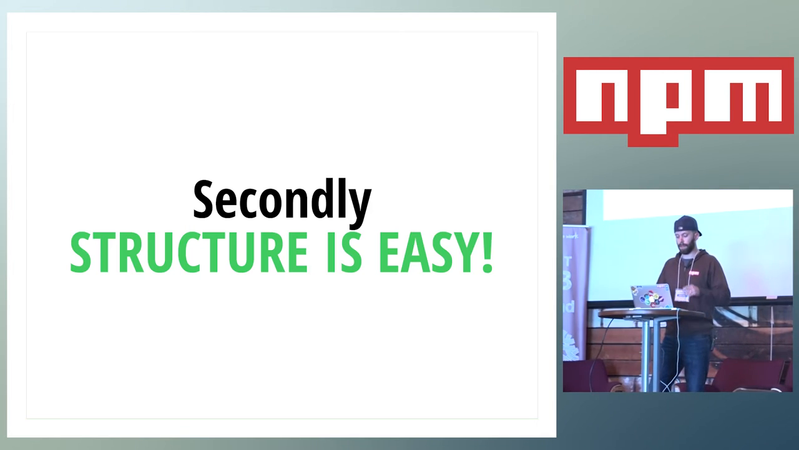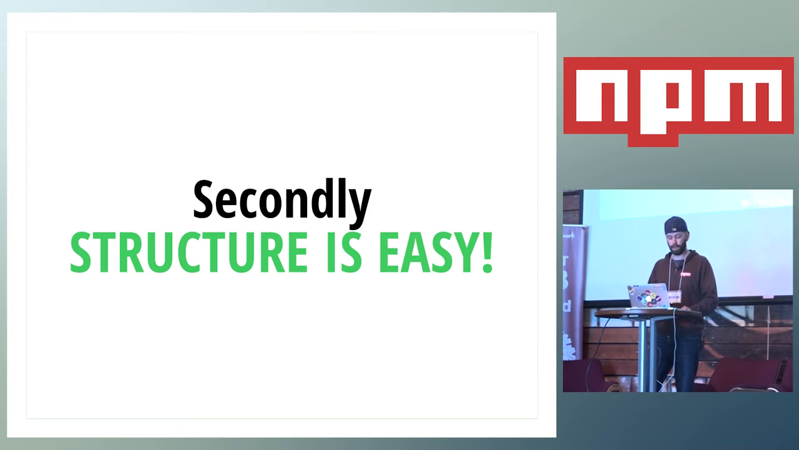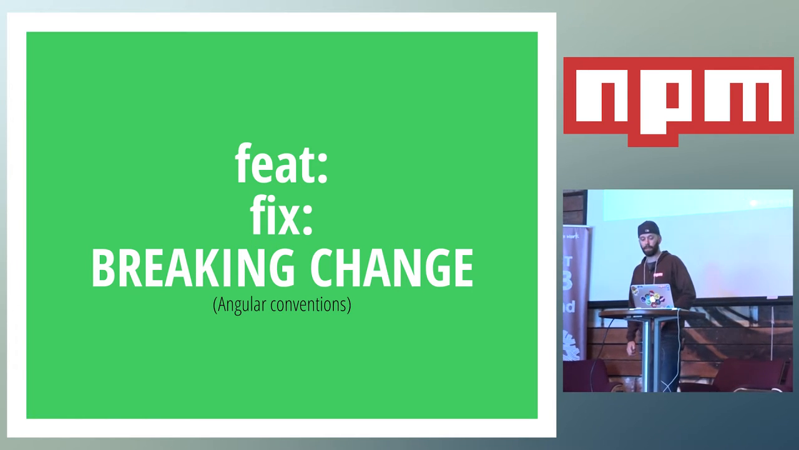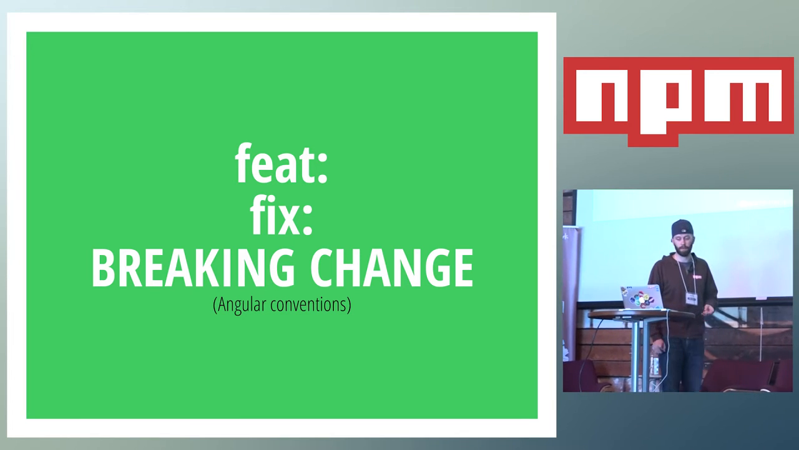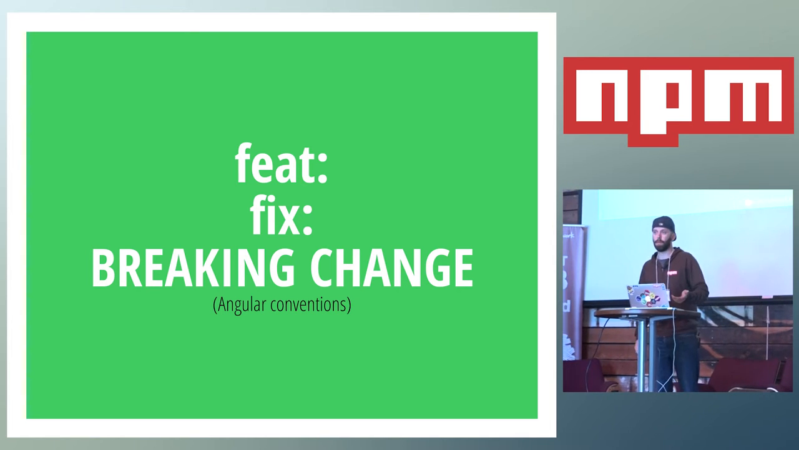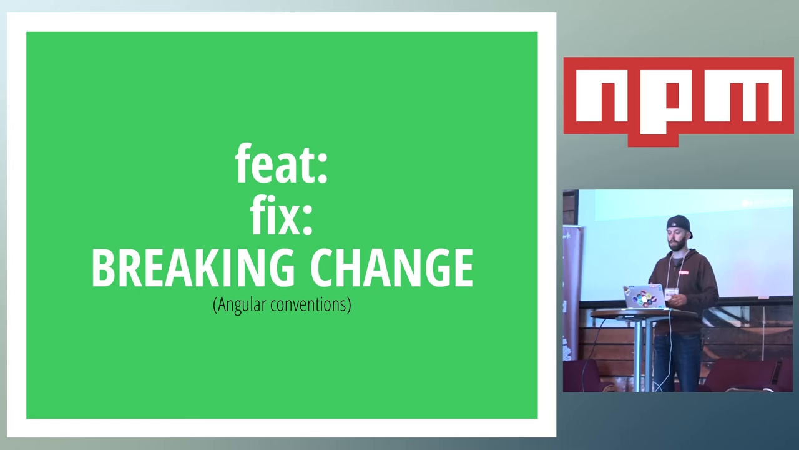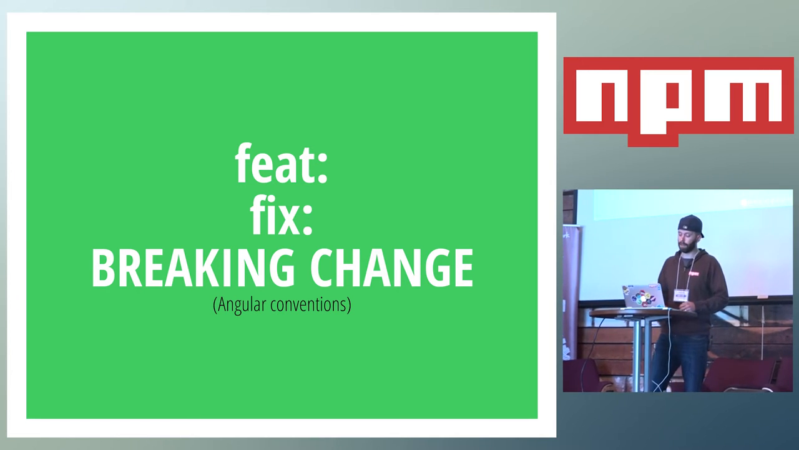And so my second point, if you still need convincing, is that structure is actually really easy. Again, we're doing my version of structure, which is easily the lazy man's version. So what that means is, if this is a new feature that you're adding to your project, you just prepend a feat to the beginning of the commit message, the one that we're going to be squashing and merging. If it's a bug fix, just append a fix.